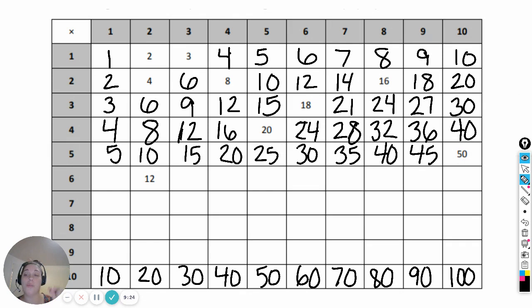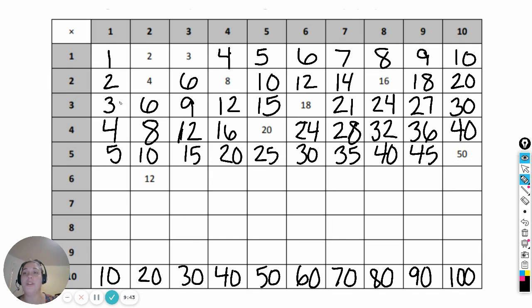Because whether we have 2 groups of 3 or 3 groups of 6, we will still have 6 objects total. So we're going to use what we know about commutativity, and now we're going to do our up and down columns to fill in as much as we can with what we know. So we're going to start up here at the ones.